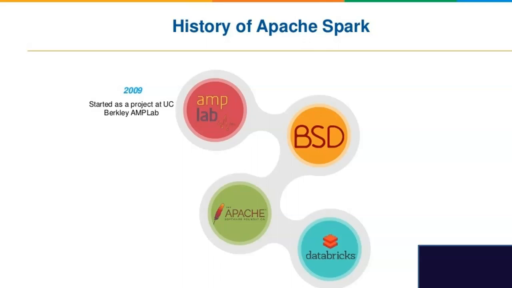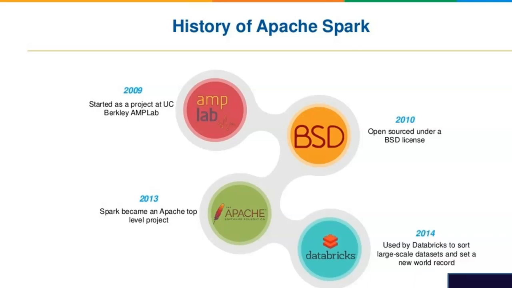Somewhere in 2009, it started as a project at UC Berkeley's AMP Lab. In 2010, Apache Spark was licensed under the BSD license. In 2013, Apache Spark became one of the top-level projects of Apache, and in 2014, Databricks used Apache Spark's features and set a world record for processing the largest-scale datasets on their platform.